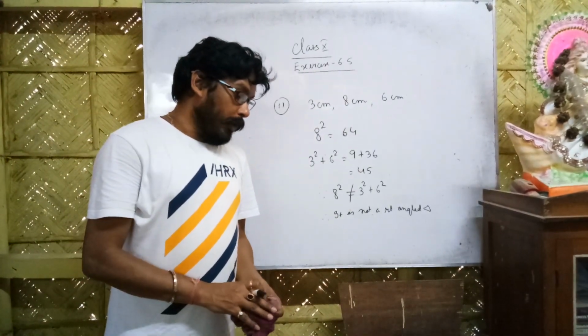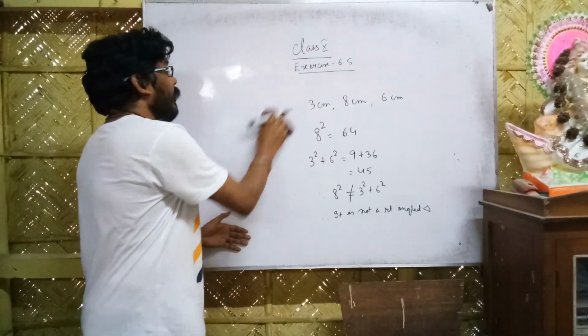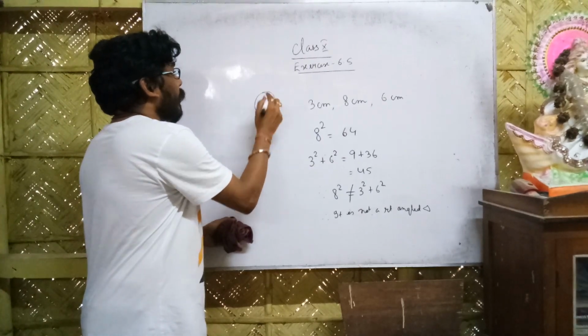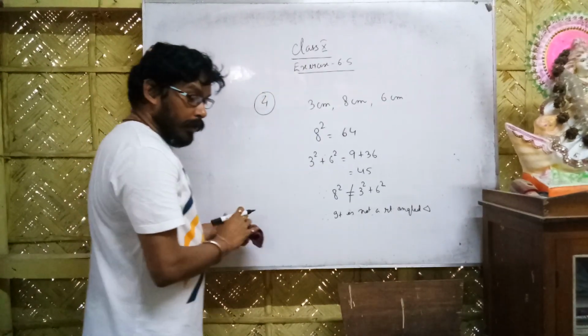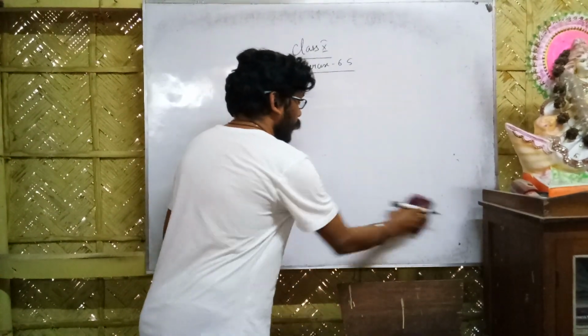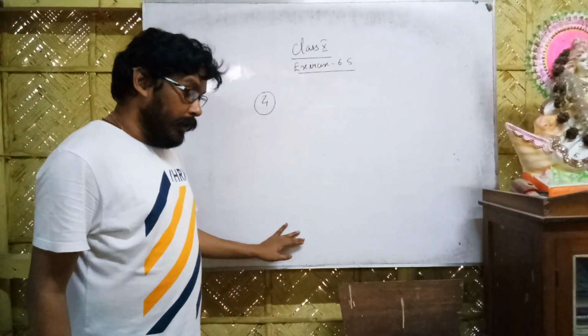After that, you come for question number 4, exercise 6.5. Question number 4. 2 and 3 we will do later. Now you come for question number 4. In question number 4, what did they say?